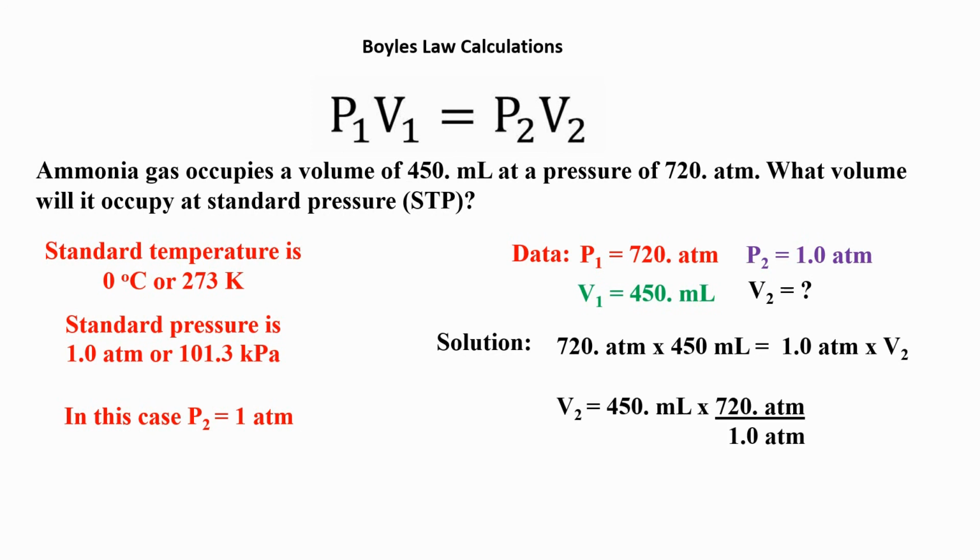V2 is equal to 450 milliliters times 720 atm divided by 1 atm. The atm will cancel, and the answer is 324,000 milliliters.